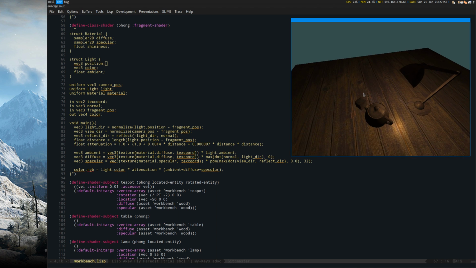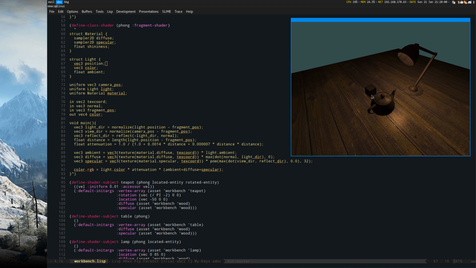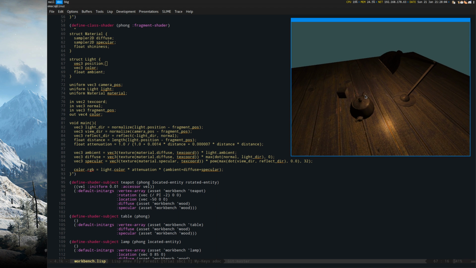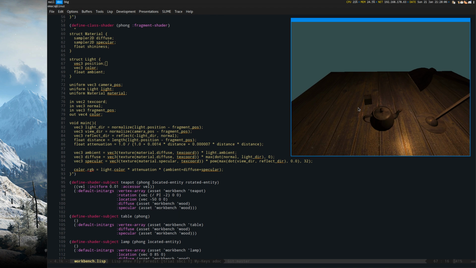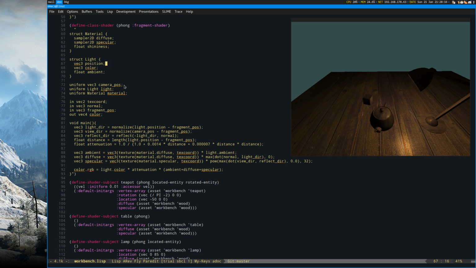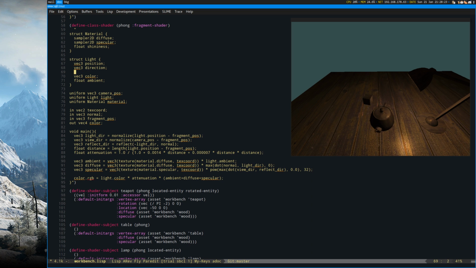But for now, what I would like to do is change this from a point light to a spotlight. That's more accurate, I guess, to the scene we have here. So we'll do that. Spotlights are a bit more difficult. So we need not just a position, also a direction and a cutoff.